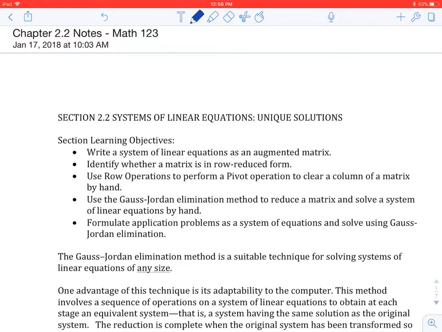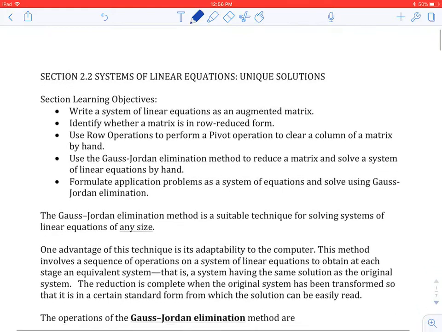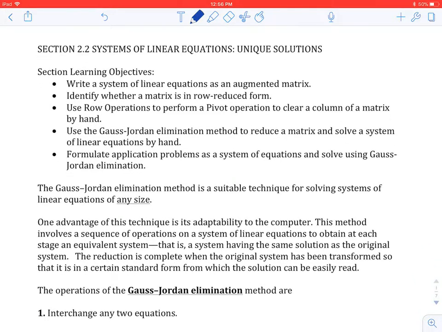All right, students, welcome to a video lecture for section 2.2, Systems of Linear Equations, Unique Solutions. If you have your notes out and handy, we're going to get started. The learning objectives are listed at the top. We are going to do the first two things today.